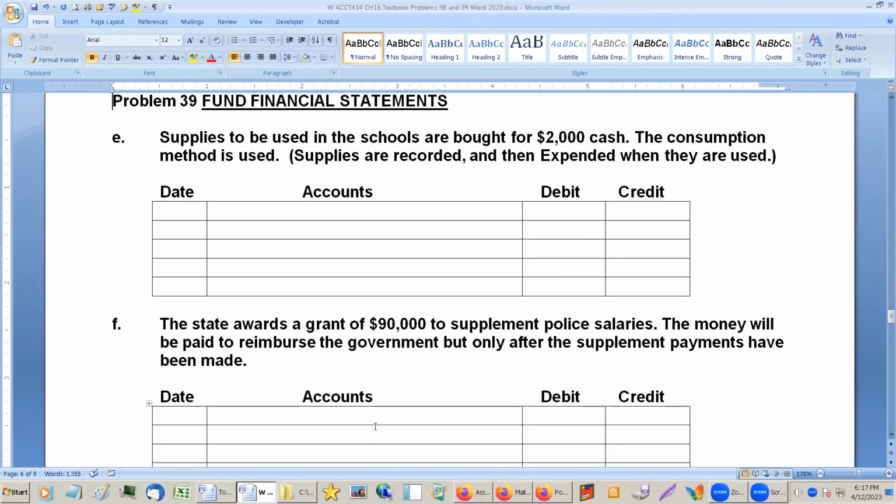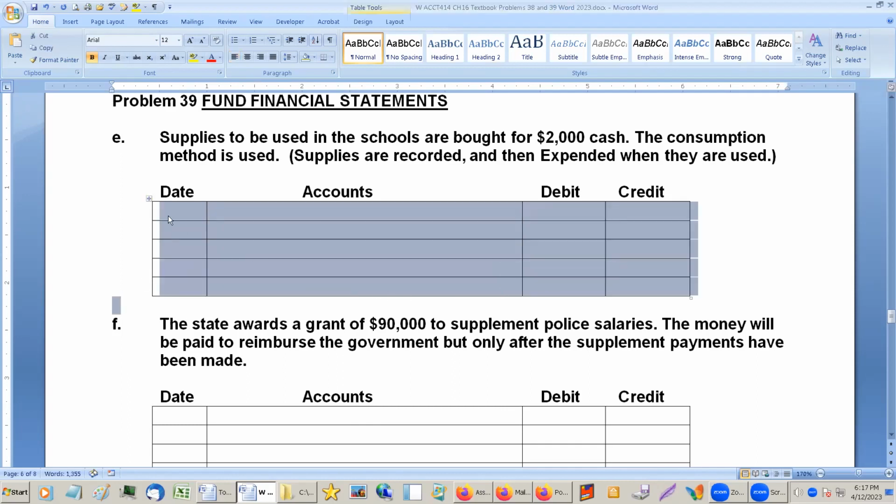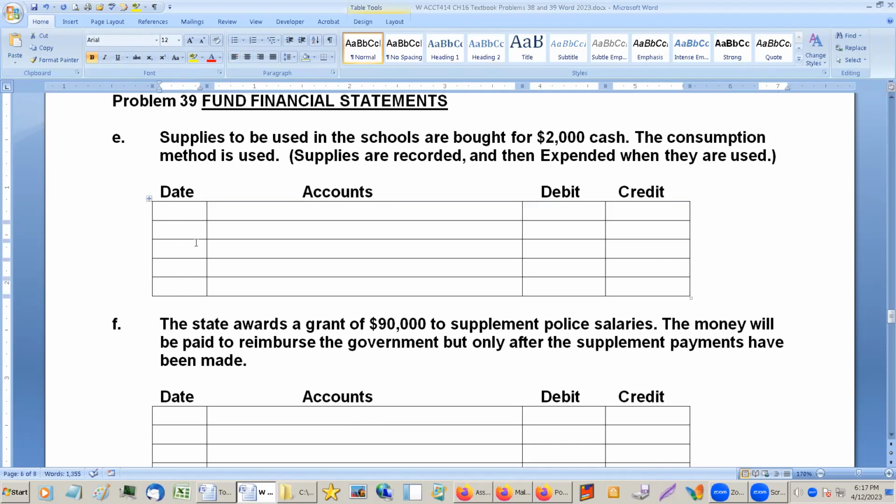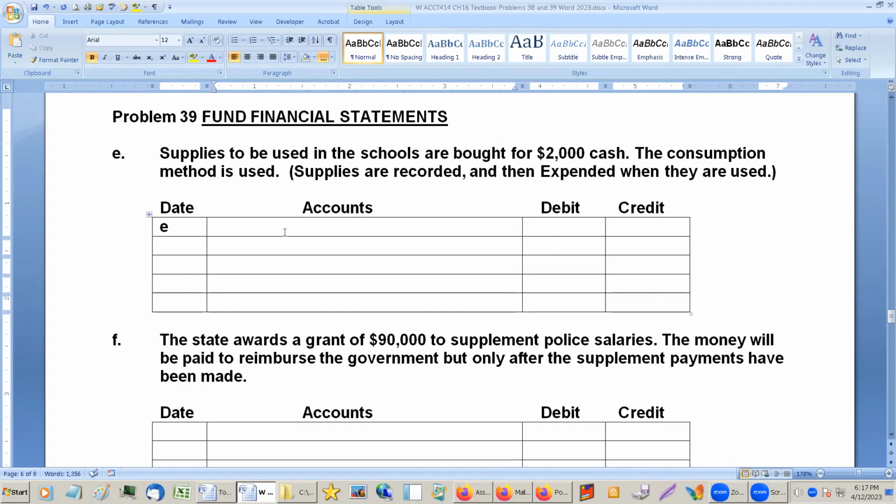Supplies to be used in the schools are bought for $2,000 cash. The consumption method is used. Okay. So this one actually is more straightforward than it sounds. So supplies. In this case, they are going to put the supplies on the books. Now, if you're wondering why do they put supplies on the books? If you think about it, supplies are actually usually a current asset. So, we do have current assets on our books.